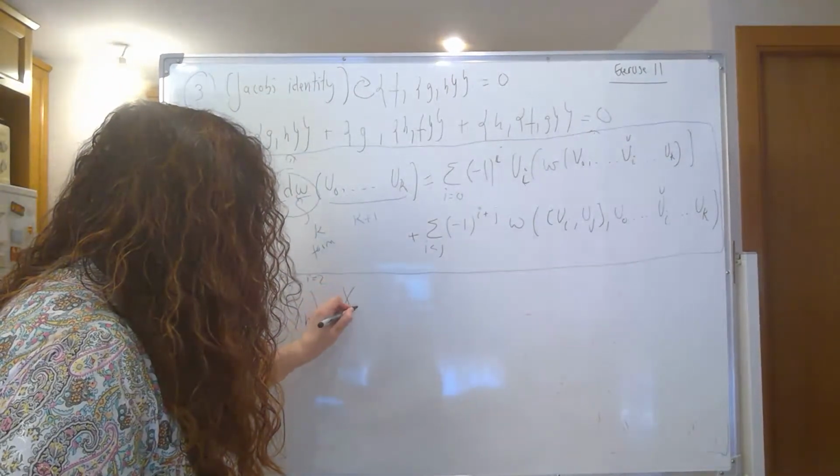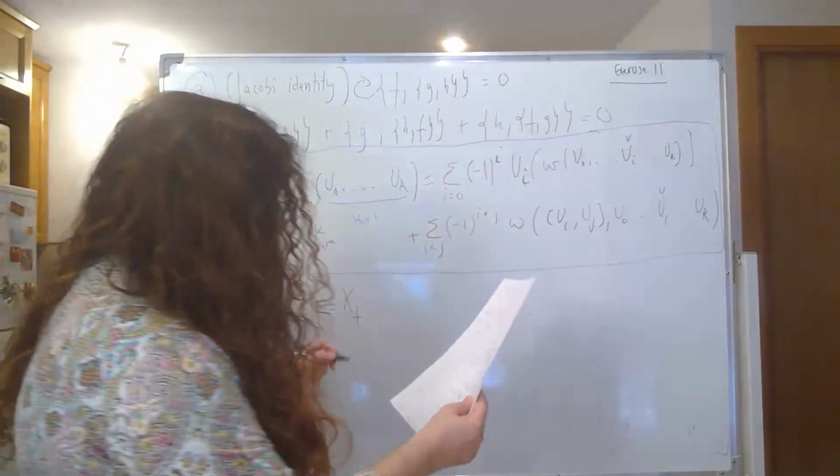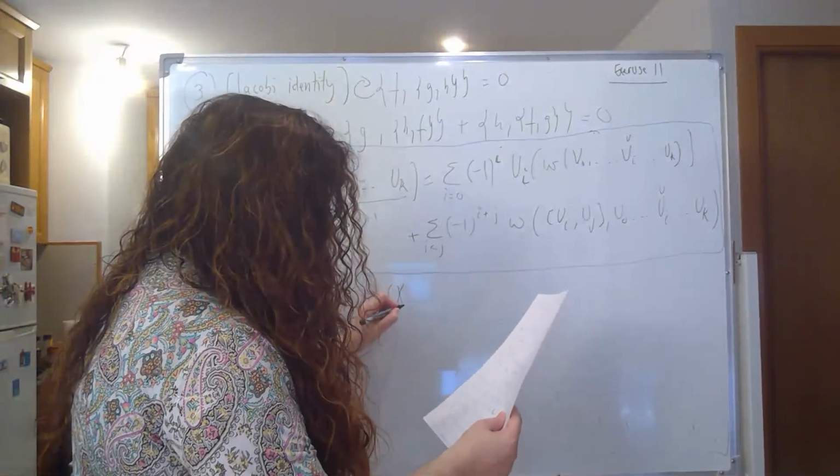I get x sub f, okay, deriving omega. I have the first terms.